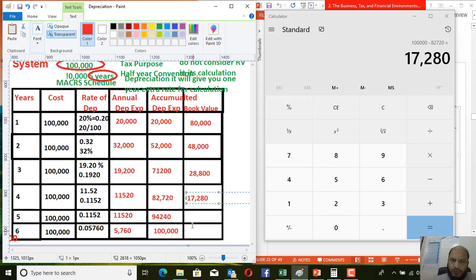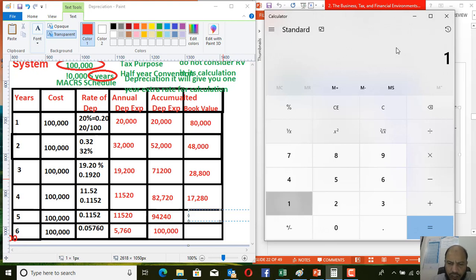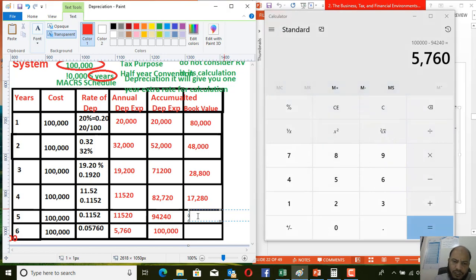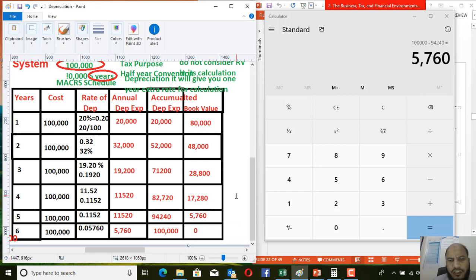Now we will move towards year 5, and in year 5 we have 100,000 rupees minus 94,240. So the remaining balance is 5,760, and here the remaining balance is 0. So this is what we may say is the depreciation chart for MACRS, using the MACRS method.